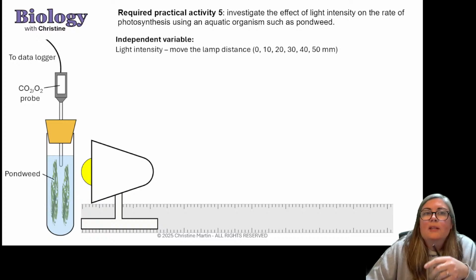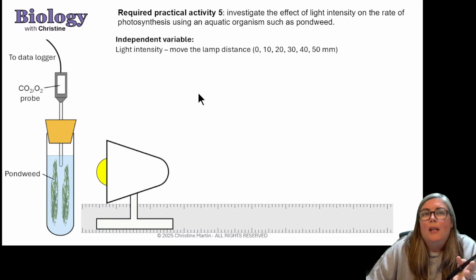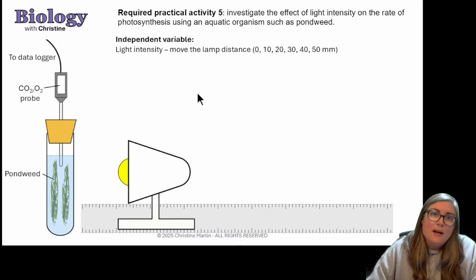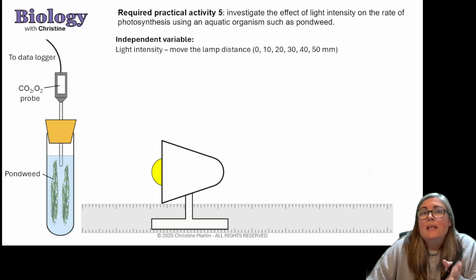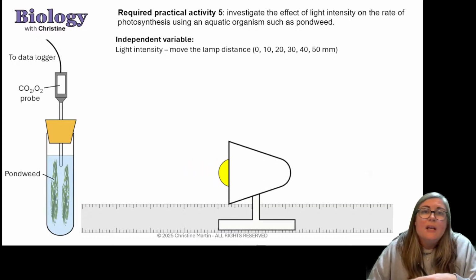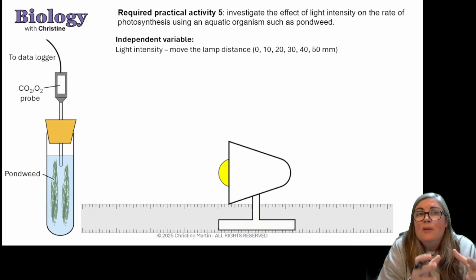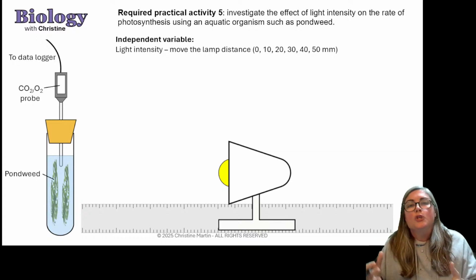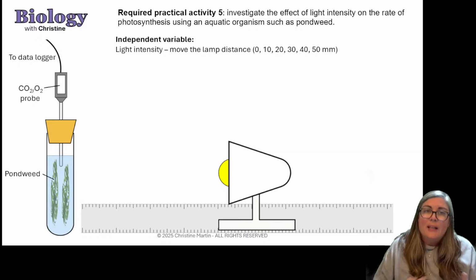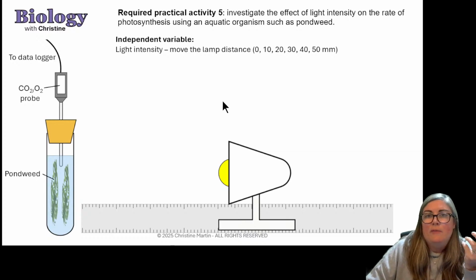So we need to think about our light intensity being our independent variable. We would move our lamp distance. We would start at a distance of 0 and then maybe 10, 20, 30, 40 and 50 millimeters. If they give you a question that says describe how you will change the light intensity, make sure you give them 5 values. So that's our independent variable.